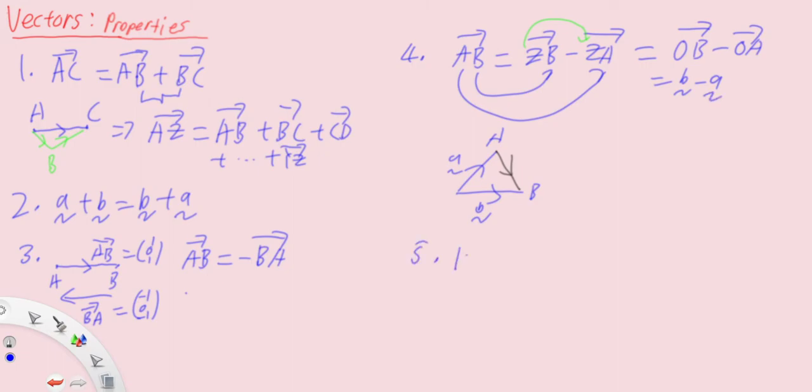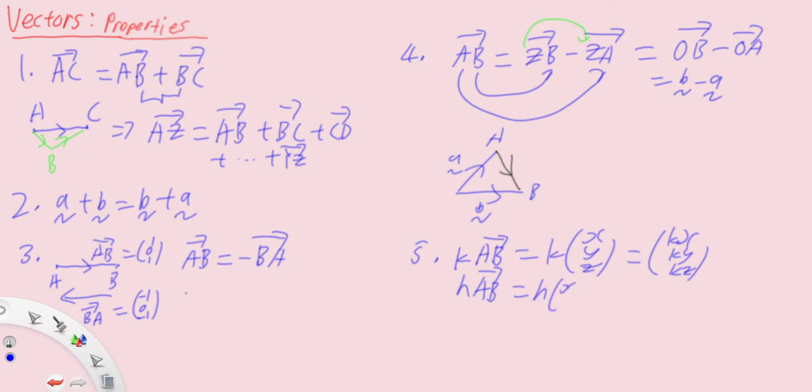The fifth property is scalar multiplication, where we have k times AB, where k is a real constant, and AB is (x, y, z) or (x, y), depending on whether you're an E-math student or H2 Math student. Then you'll simply have (kx, ky, kz), and we just do it for the E-math students: as h is another constant, h times (x, y) equals (hx, hy).